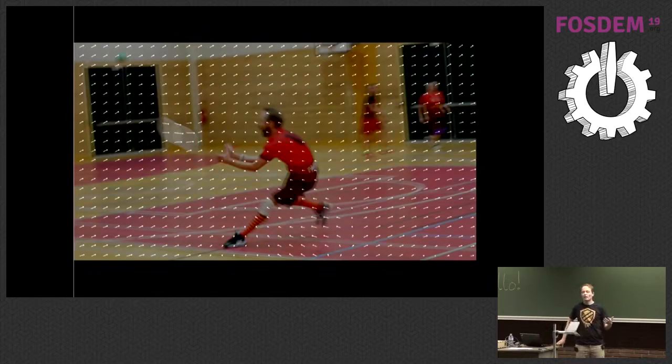So this brings us to the idea of optical flow. Optical flow is basically a model that says, well, all pixels came from somewhere.